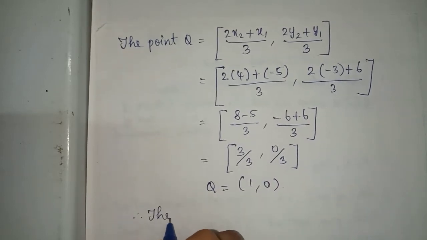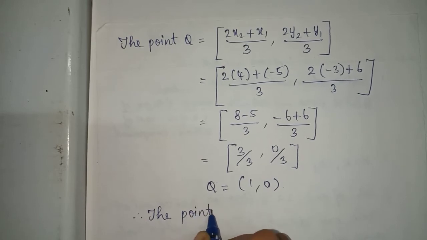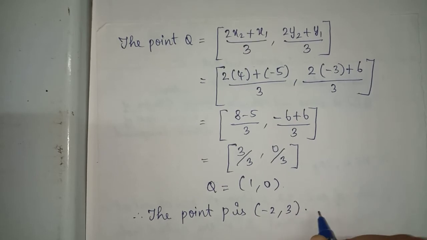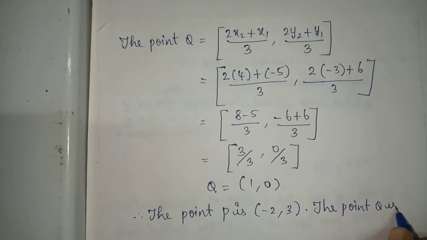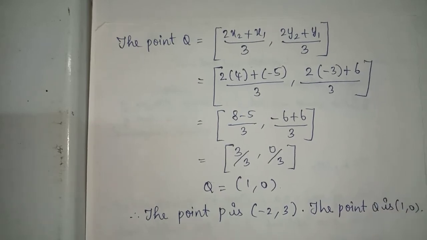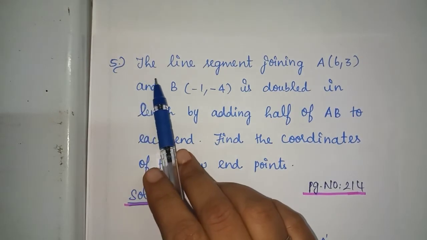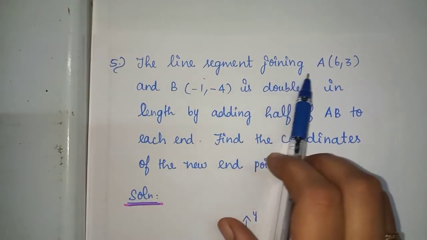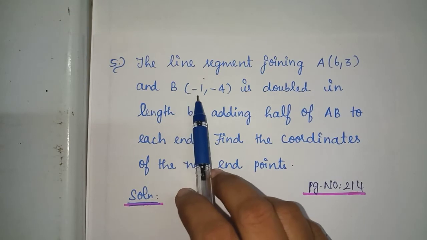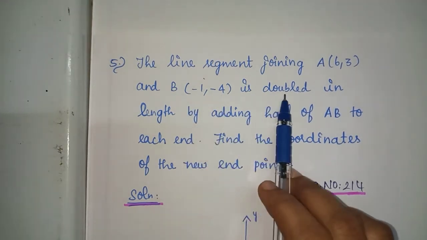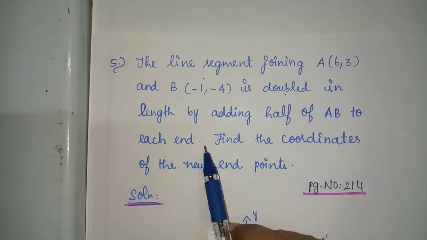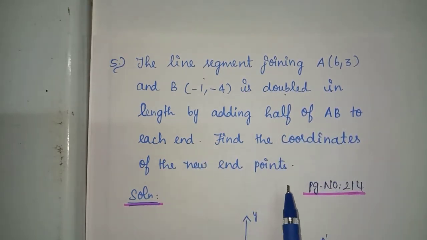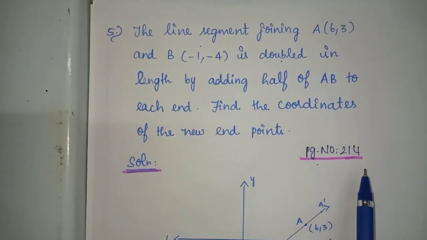Therefore, the point P is -2, 3. The point Q is 1, 0. Problem number 5 in exercise 5.4. The line segment joining A of 6, 3 and B of -1, -4 is doubled in length by adding half of AB to each end. Find the coordinates of the new end points. The problem belongs to the page number 214.